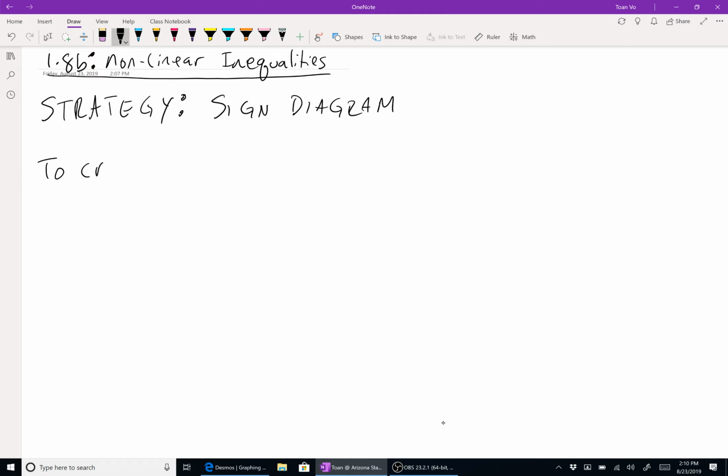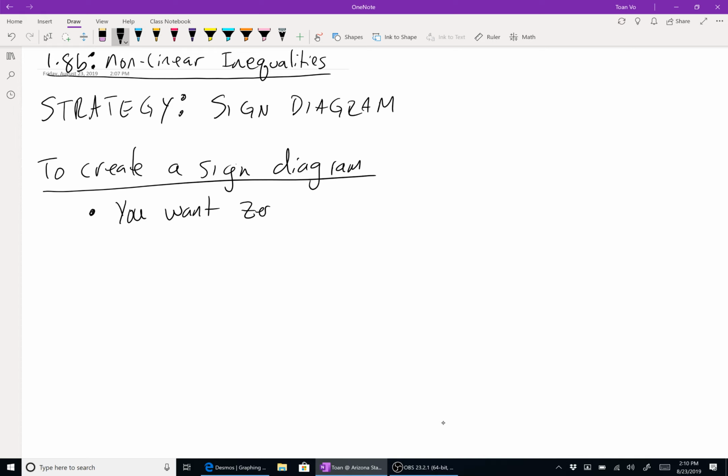So to create a sign diagram, whatever inequality you have, polynomial inequality or rational inequality, the first step is the same. You want 0 on one side. Okay. So that means get all the terms onto one side. I don't care if it's polynomial or rational, get everything onto one side.